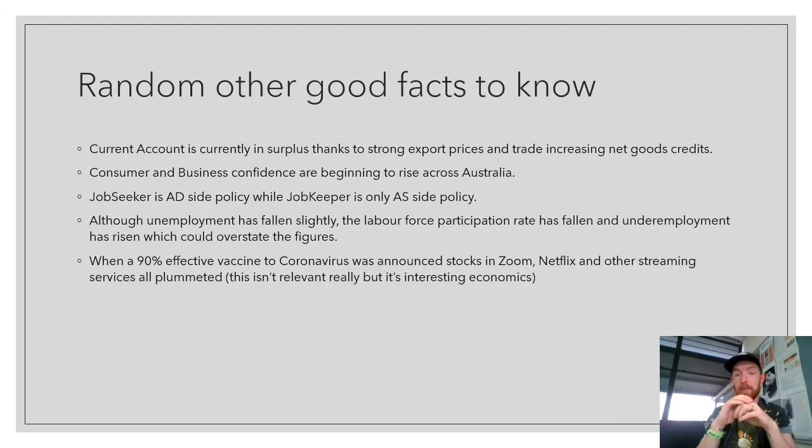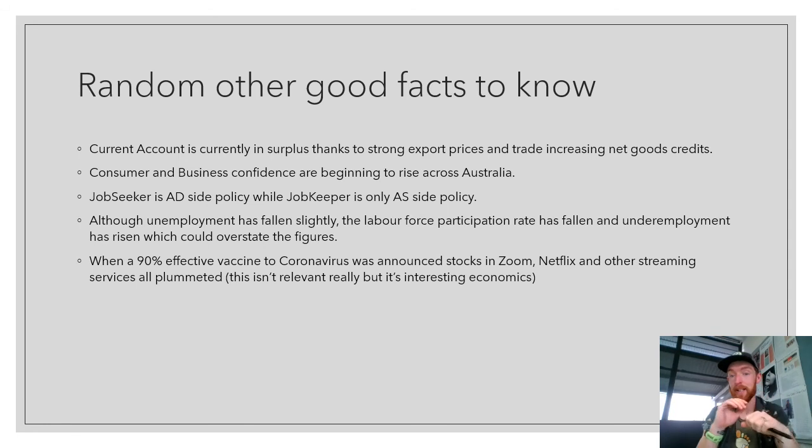And lastly, some random other good facts to know. So our current account is currently in surplus thanks to strong export prices and trade increasing our net good credits and the balance of payments. Consumer and business confidence are beginning to rise across Australia after being really low during the year. An example being South Australia's business confidence went up by like 40-something%, I believe. Job seeker is an AD side policy and job keeper is an AS side policy. Simple as that. People get that wrong all the time.